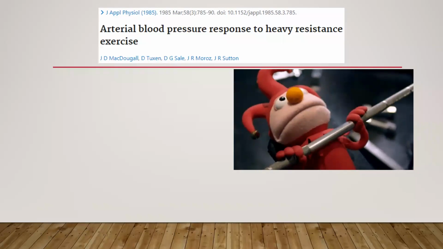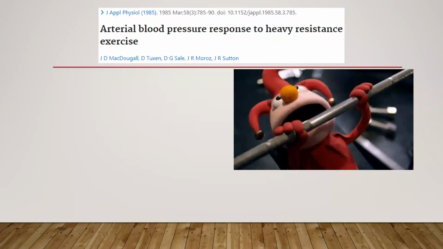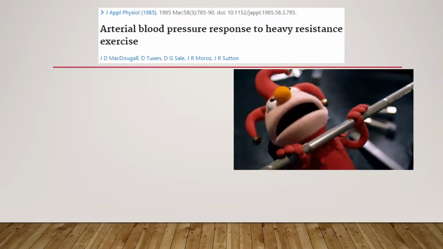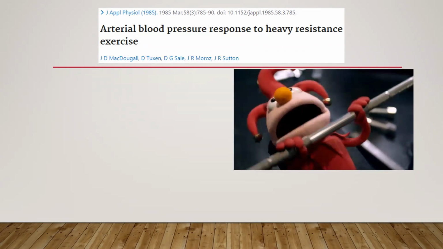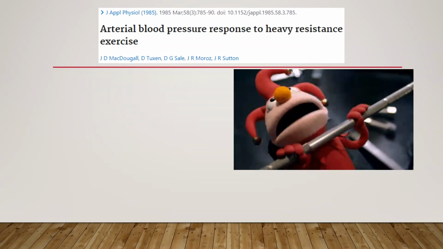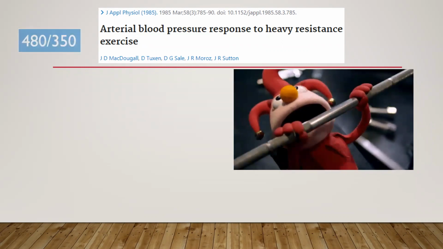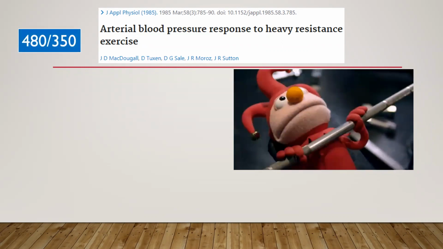And Eric, I want you to guess for me what you thought the maximum blood pressure that they saw was during this in these bodybuilders. Yeah, the max blood pressure. Yeah, it was actually higher than 480 over 350.